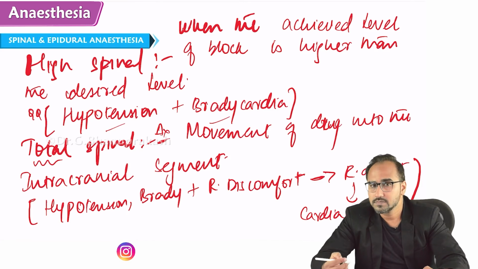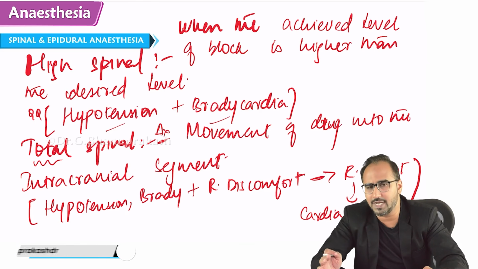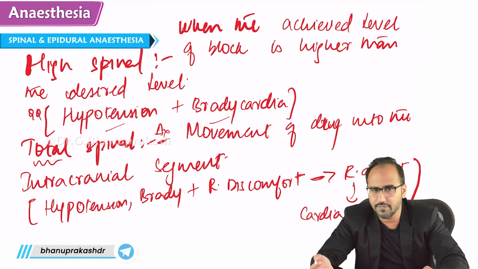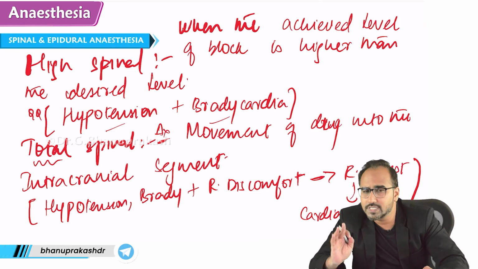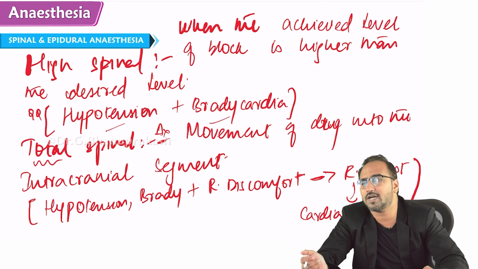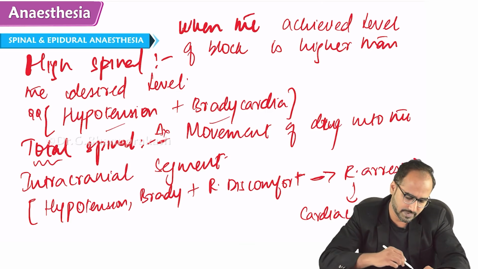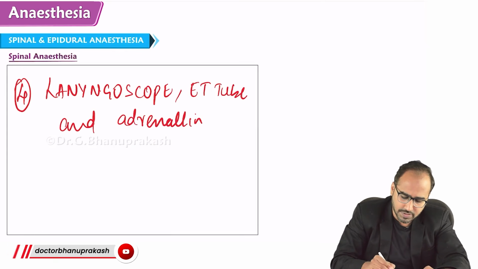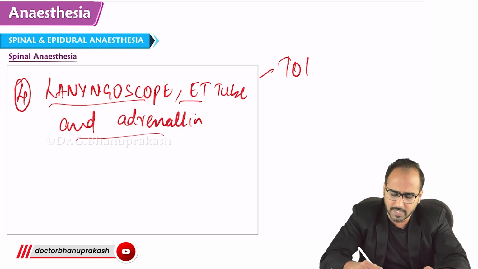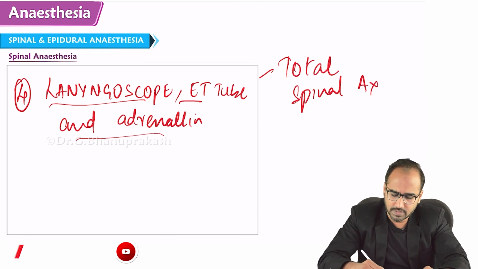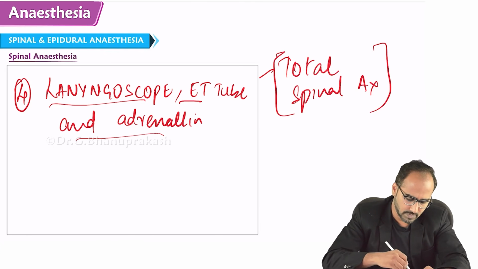If at all, during intubation or after intubation, the patient develops cardiac arrest, rare of the rare, no need to panic. Start your CPR and give the drug of choice for cardiac arrest, which is still there in your emergency drug tray. What is that drug? Adrenaline. Right? So laryngoscope, ET tube and adrenaline are usually given to manage what anesthesia complication? Total spinal anesthesia.